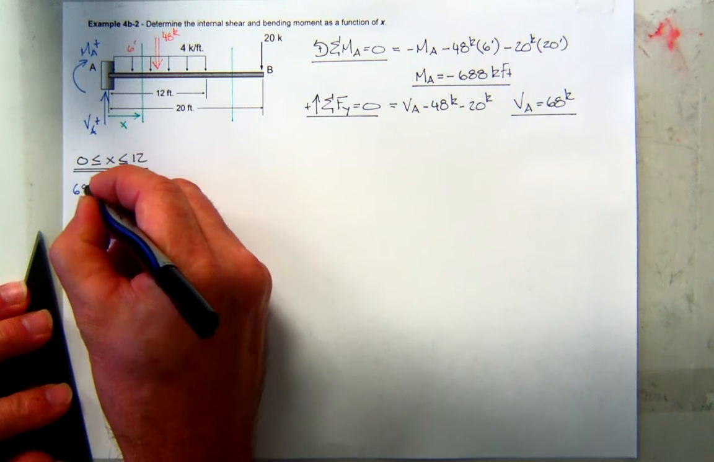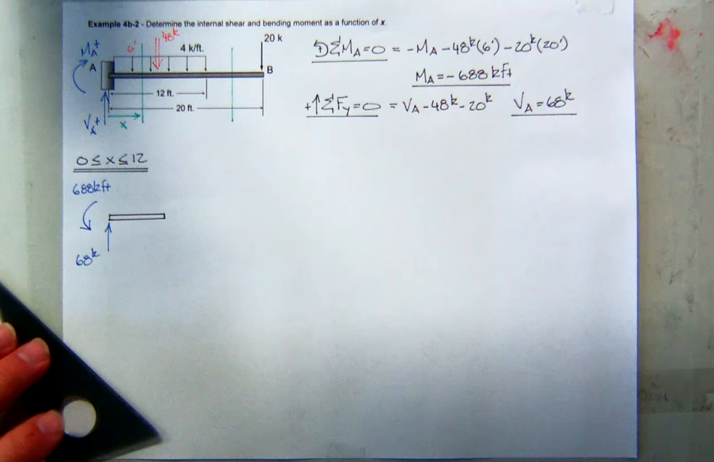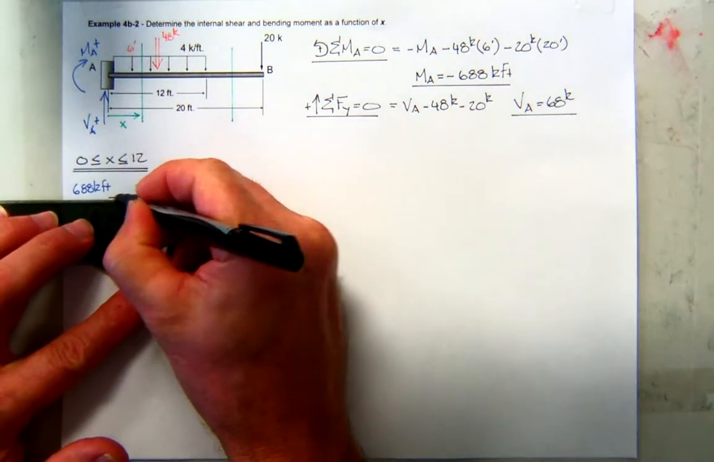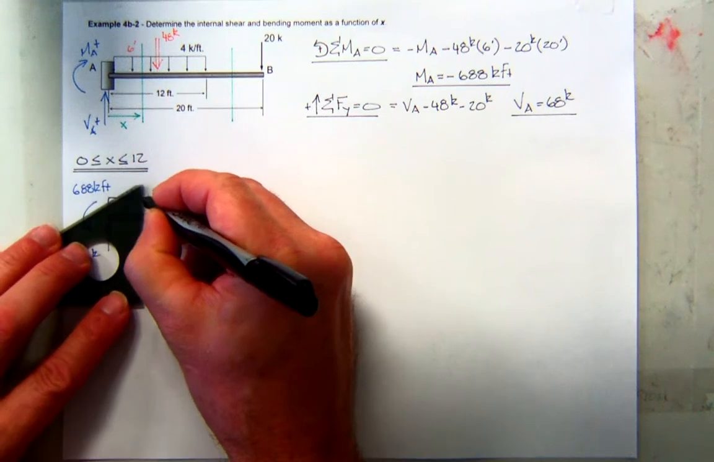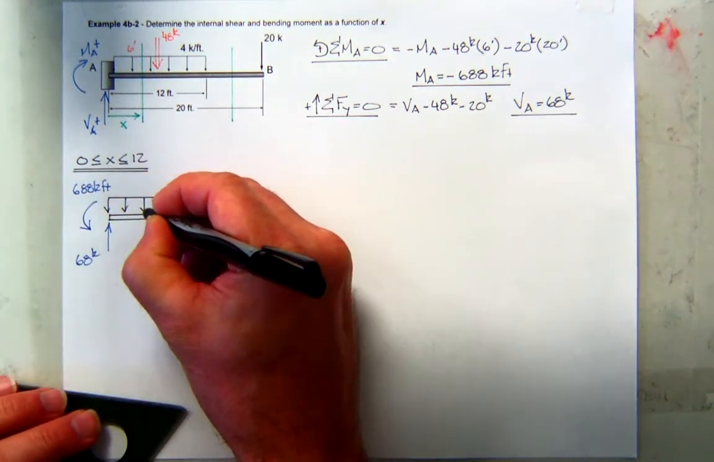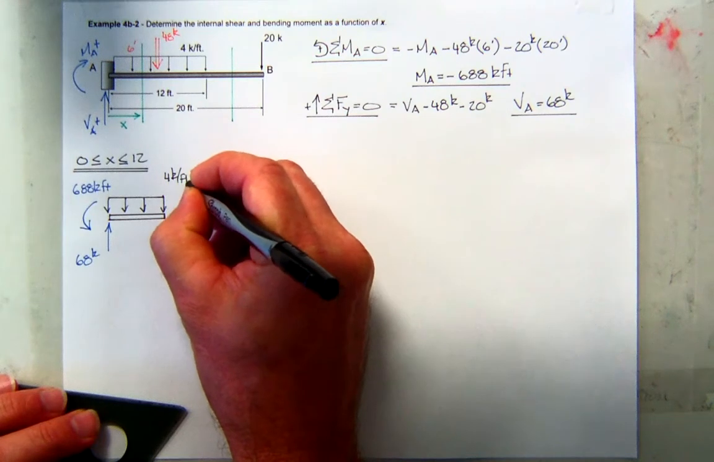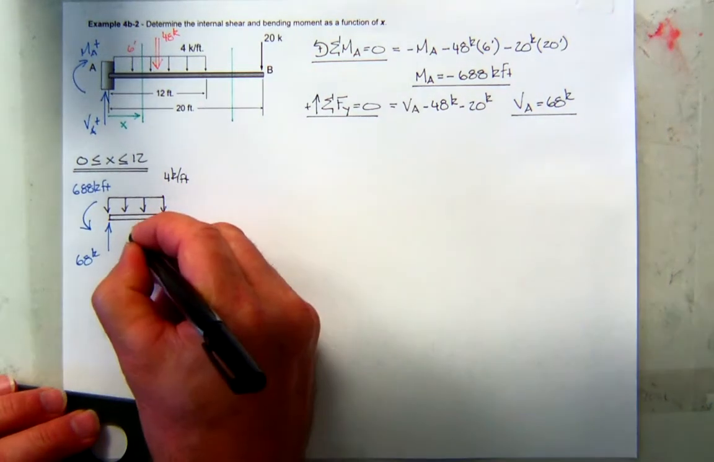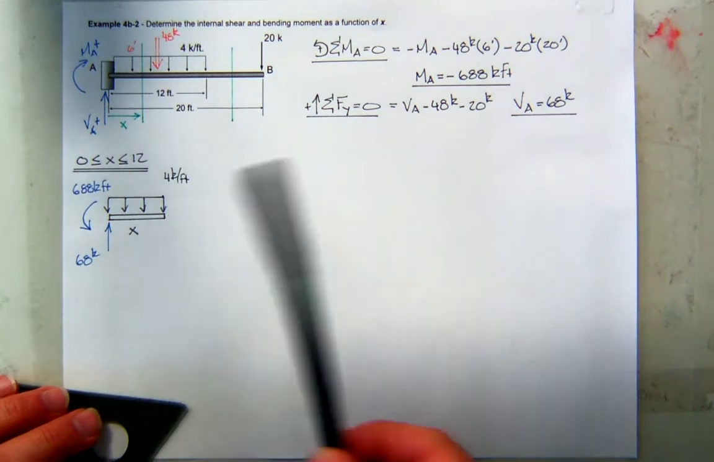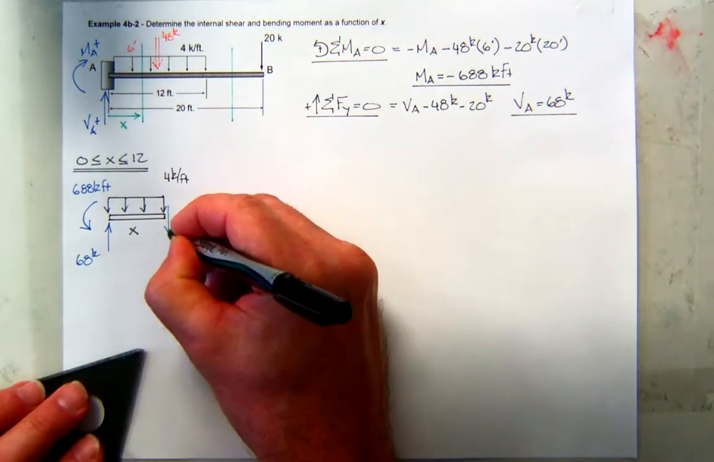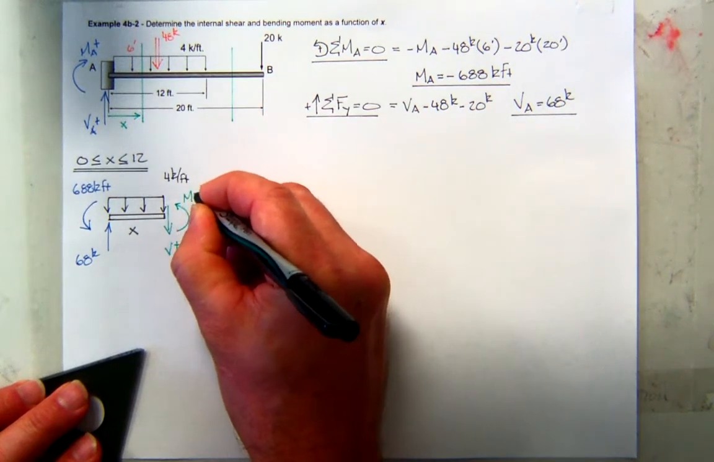That's 688 kip feet. And then I have a distributed load. The distributed load has a constant intensity. It's 4 kips per foot. I'm cutting it at some distance x. And at the cut, I've got positive shear, positive bending moment.